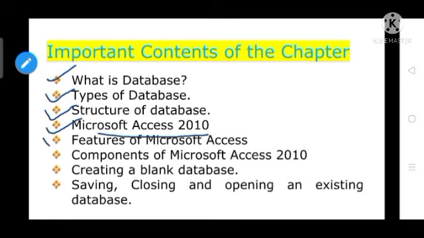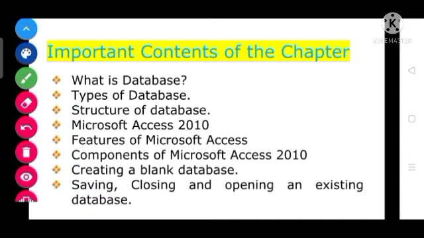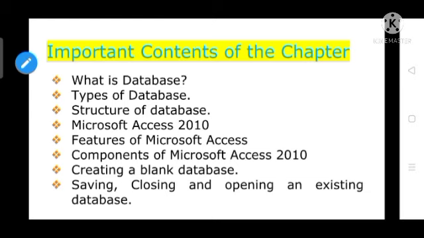Next topic will be the features of Microsoft Access, meaning what features we can use in Microsoft Access 2010. Next one is the components of Microsoft Access 2010. And then creating a blank database, meaning how to create a blank database. This also we will discuss. And afterward, at the last, how to save, how to close, and how to open an existing database. That also we will discuss one by one. Maybe you all understood which topics we are going to discuss in this chapter.